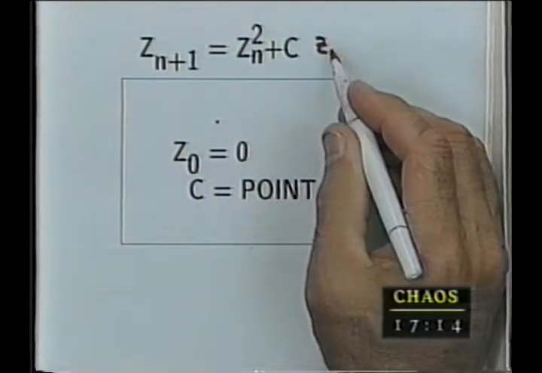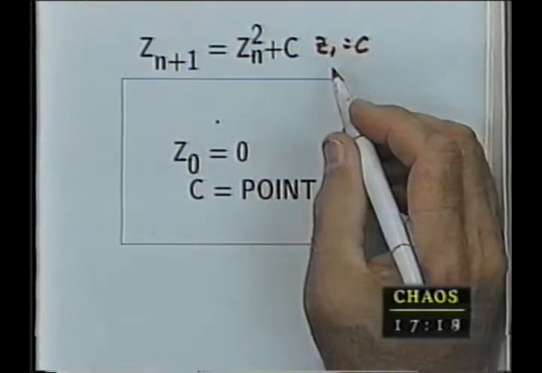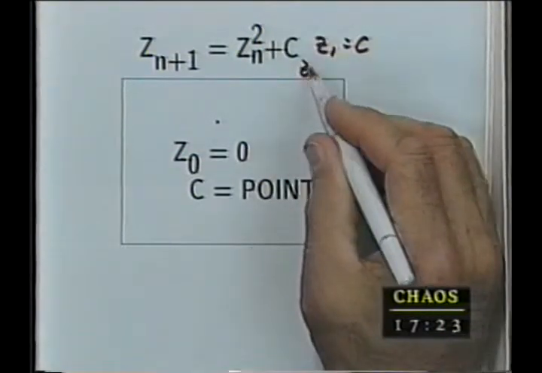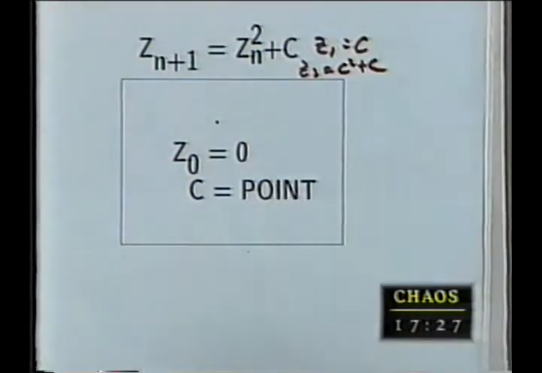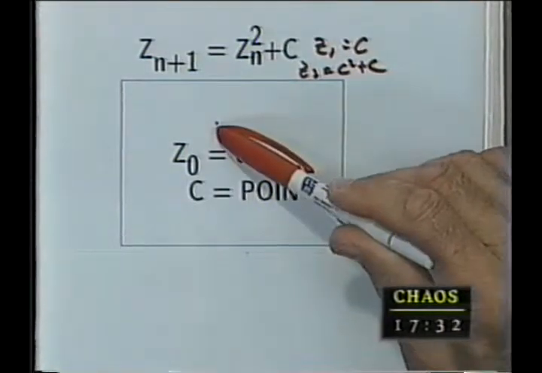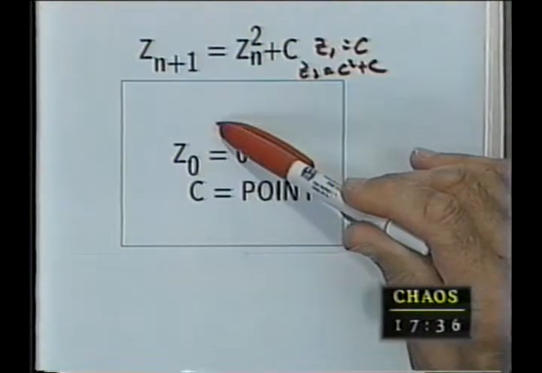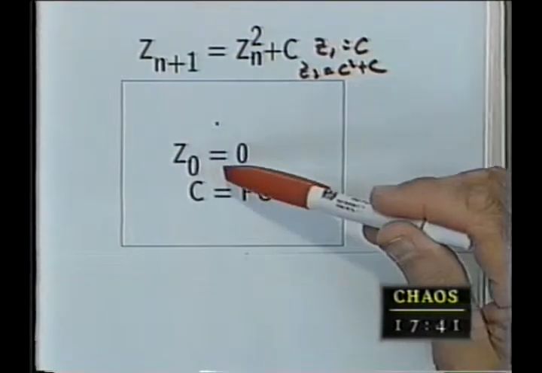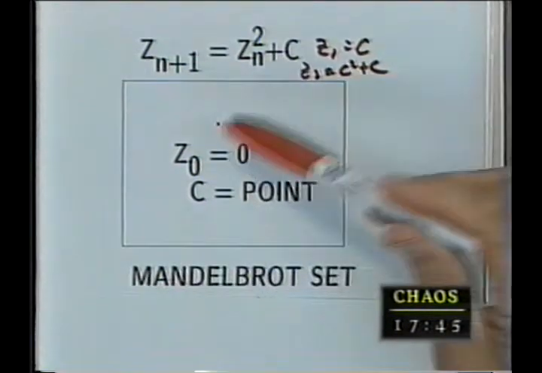But the very first time I run this through, if z0 is 0, then z1 is equal to c, because 0 squared is 0 plus c is c. And z2 is equal to c squared plus c. So this is a complicated relationship I have here, especially since the c's are complex numbers. They're the point, this point. Well, this point either diverges or it doesn't. If it doesn't diverge, then I don't care about it. If it diverges, then it's part of what I call the Mandelbrot set.